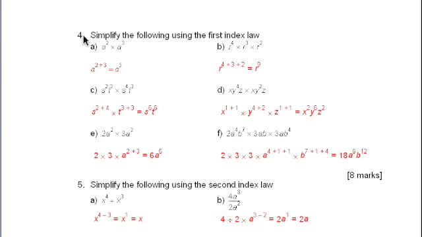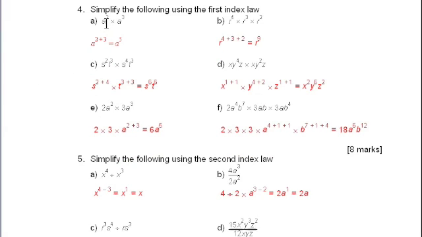So question 4, simplify using the following index law. Okay, so we're multiplying with the same base. We can just add the indices as I've done there. So a squared times a cubed is a to the power of 2 plus 3, which is a to the power of 5.